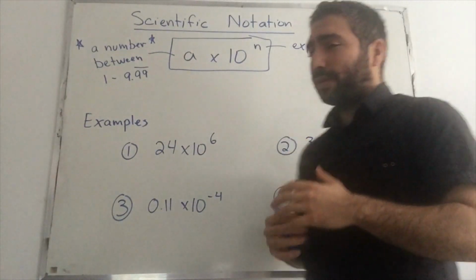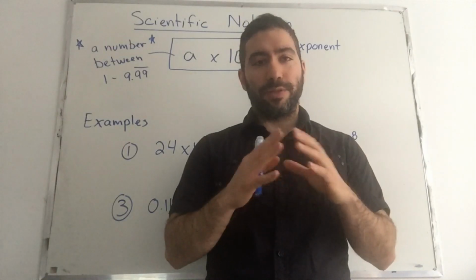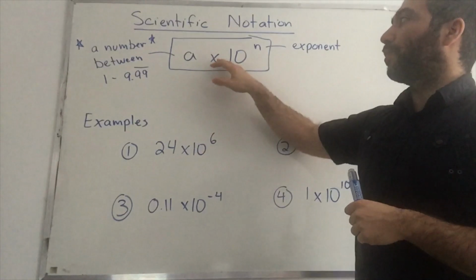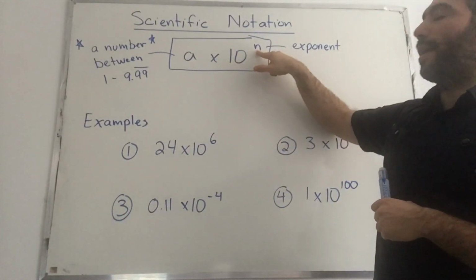Why do we use scientific notation? We need a convenient way to express very large numbers or very small numbers, and that's why we use this form here. So notice it's a number a times 10 to the exponent n.